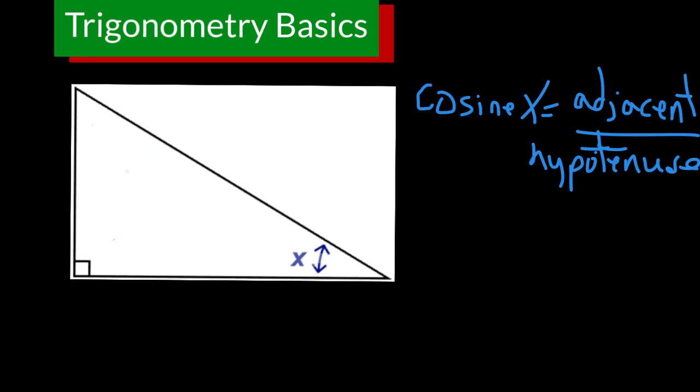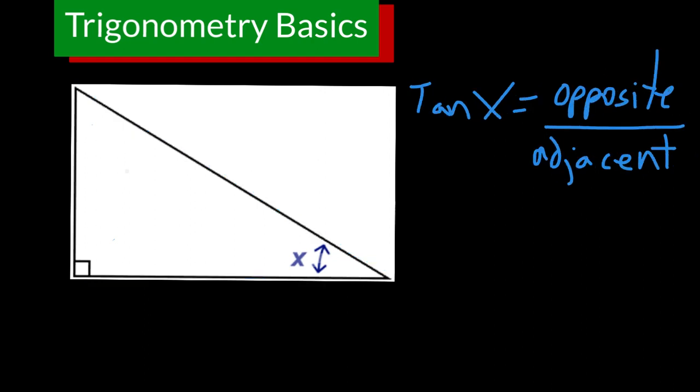The cosine of x is the ratio between the adjacent side and the hypotenuse. The adjacent side for angle x is this one right here, which is touching angle x and is the other arm in the angle in addition to the hypotenuse. And the hypotenuse again is this one right here. The tangent of x is the ratio of the opposite side over the adjacent, and again for angle x, the opposite side is this one right here, and the adjacent side is this one right here.